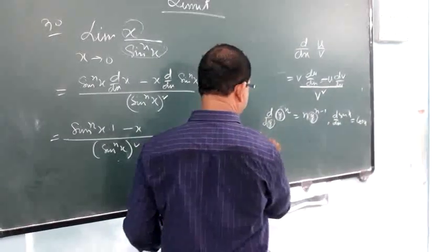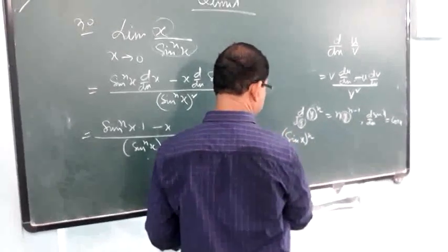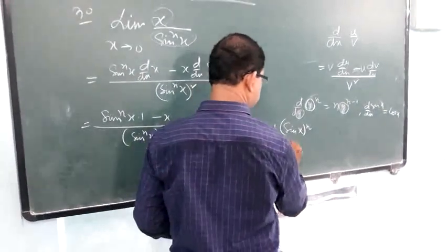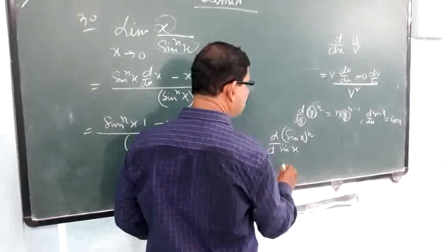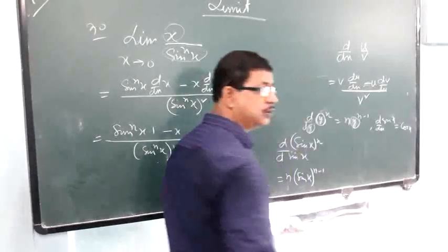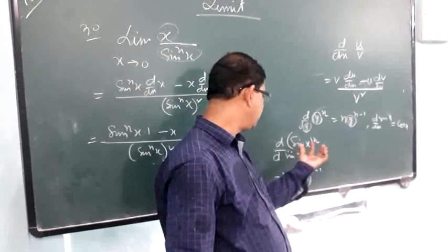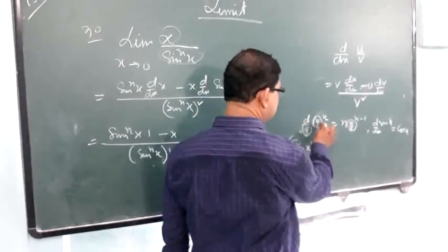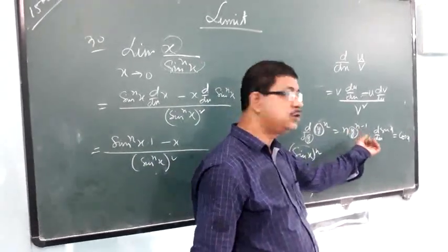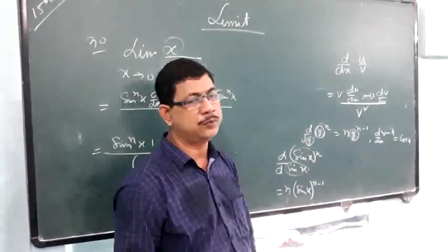If it is sin x instead of y, then this should be what? sin x. Is it clear to all of you? Then only its value will come as n sin x to the power n minus 1. Can we write sin x to the power n with respect to sin x, just like y, then the result will come as n y to the power n minus 1. So here n sin x to the power n minus 1 we have to write.